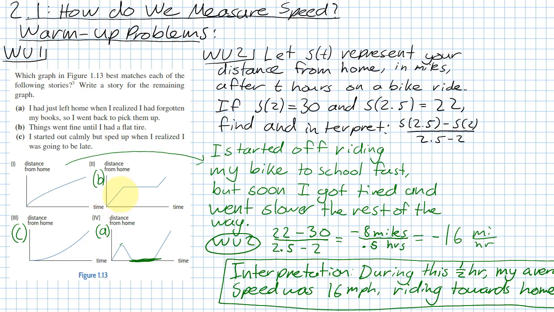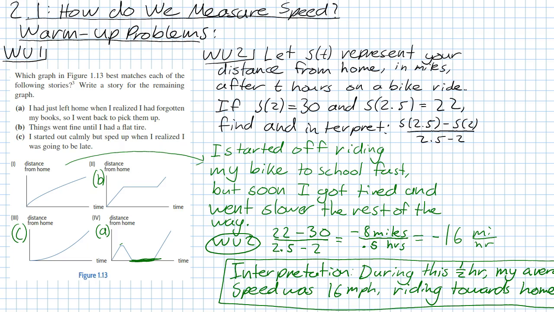This one, things are going fine. You're moving along. Distance from home is increasing. And then when you have a flat tire, you're not moving. So that means this should stay flat. It's flat because as time goes on, your distance from home is neither increasing nor decreasing. It's staying the same. And then it's fixed and you go the rest of the way to school.